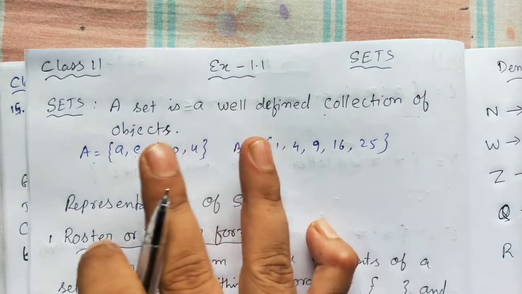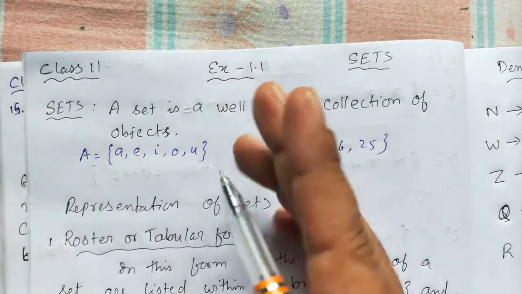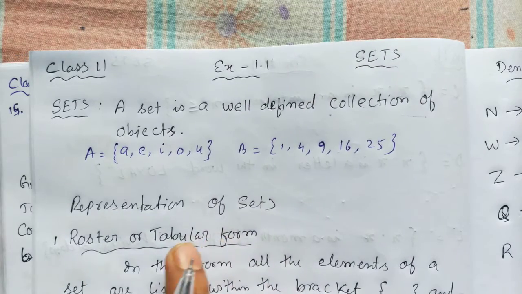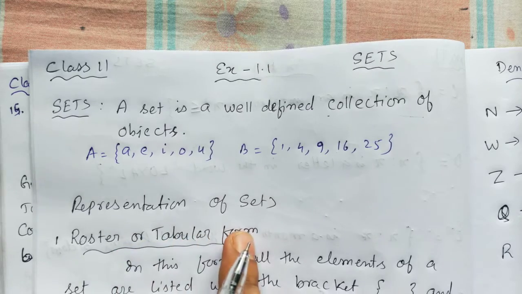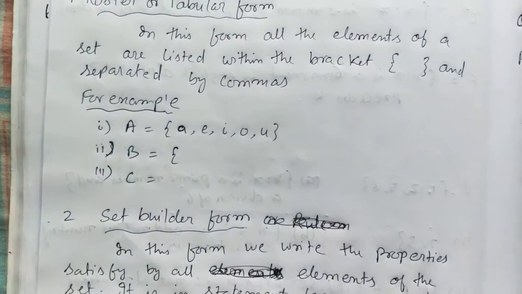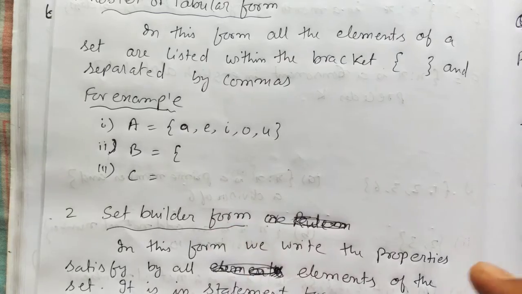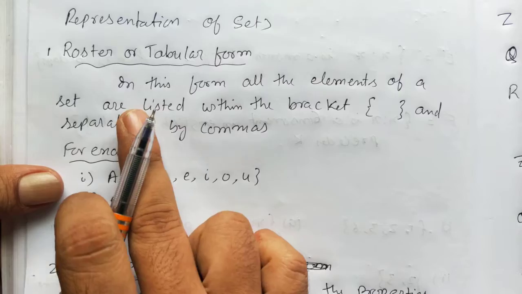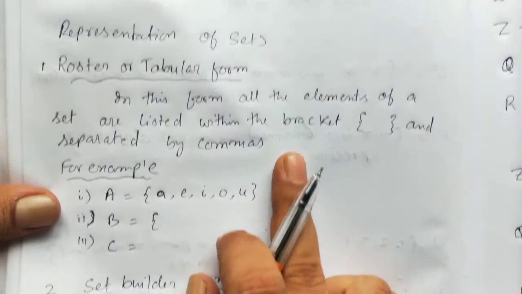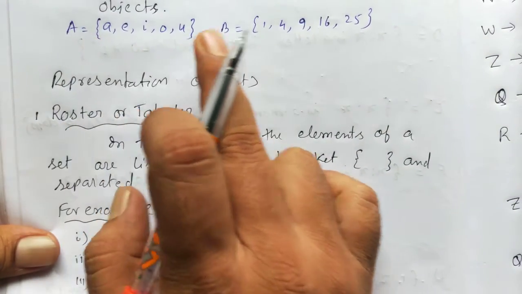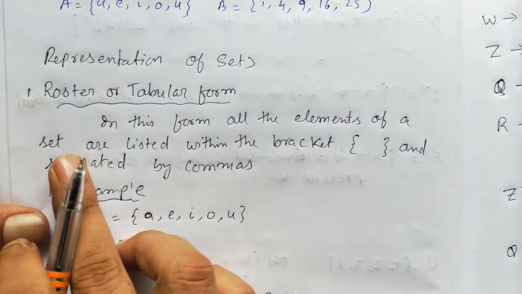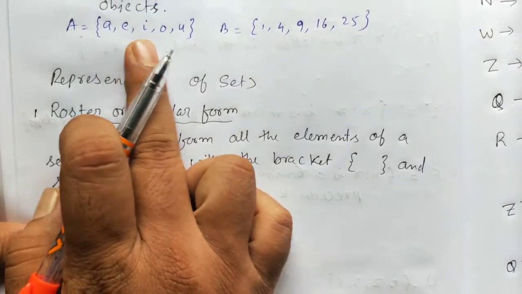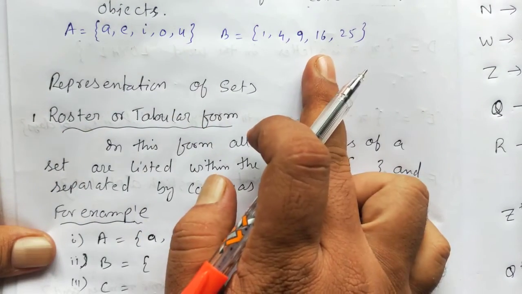Clear? Now this set can be represented in 2 forms. One is roster form. The other name of roster form is tabular form. The other is set builder form. Okay, let me explain the roster form. In this form, all the elements of a set are listed within the bracket. Like this, you are listing the element within the bracket. Clear? Within the bracket and separated by commas. This is roster form. Okay, clear?